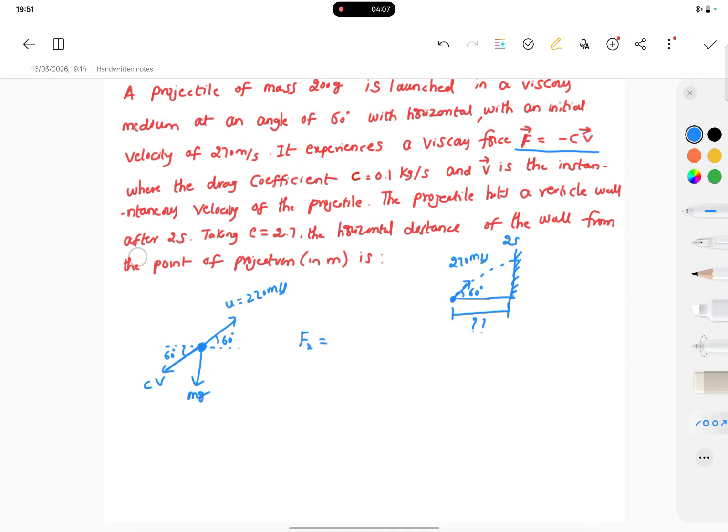Fx is how much? That's the force acting along the x direction is how much? You can clearly see here CV. So along the x direction it would be minus CV cos theta. This is the first step I have to get.